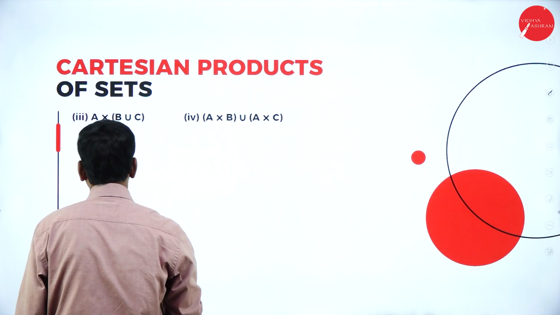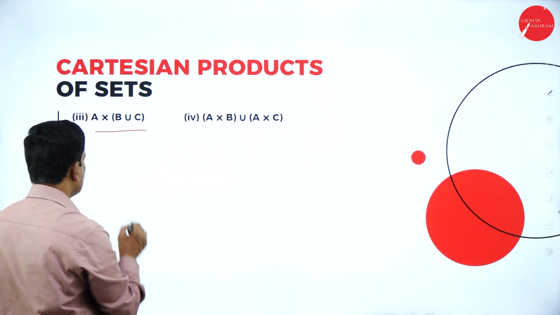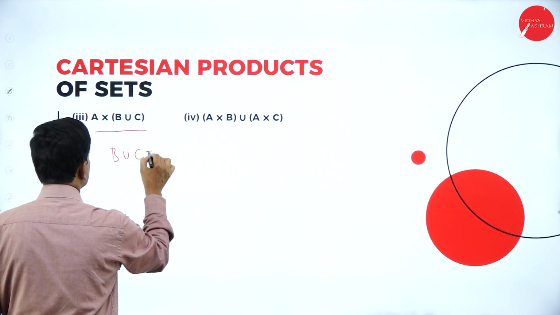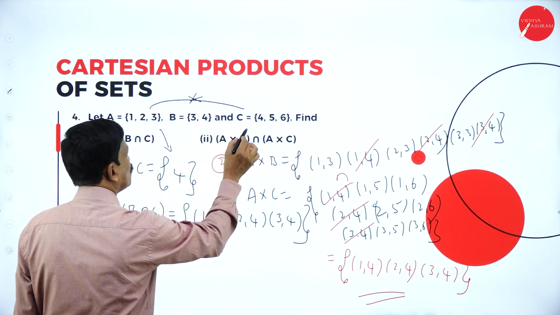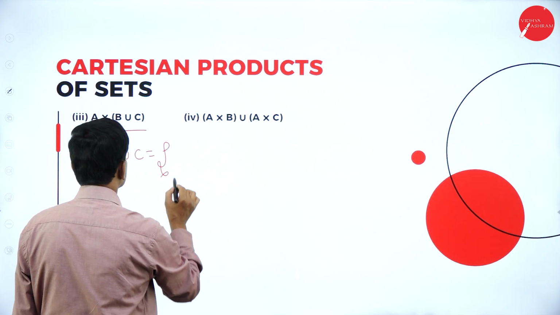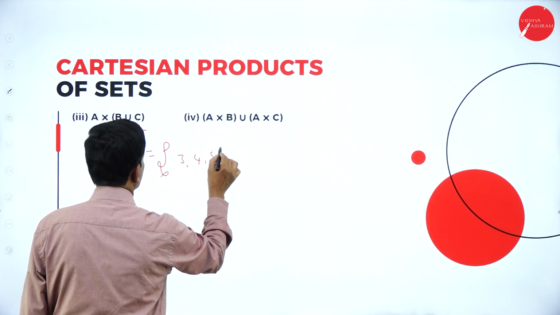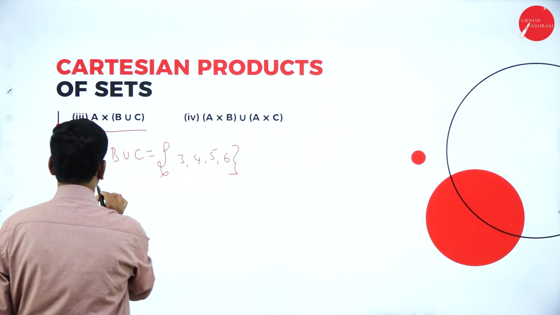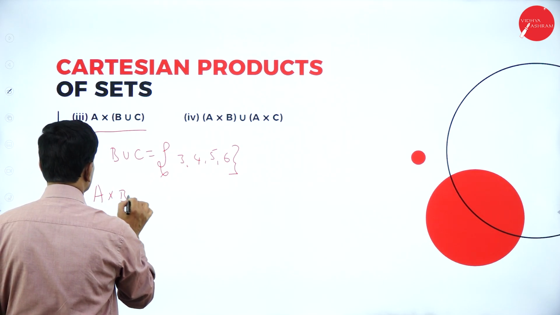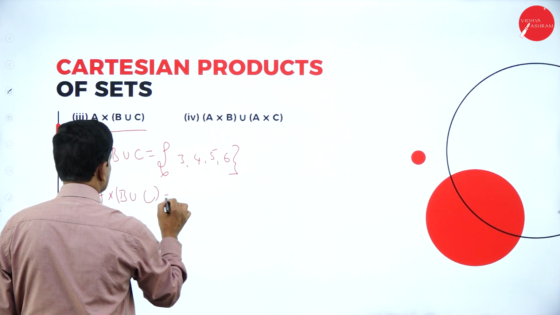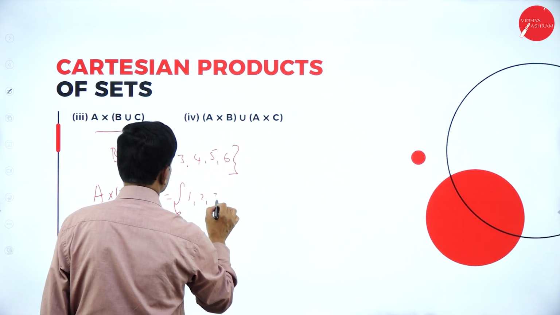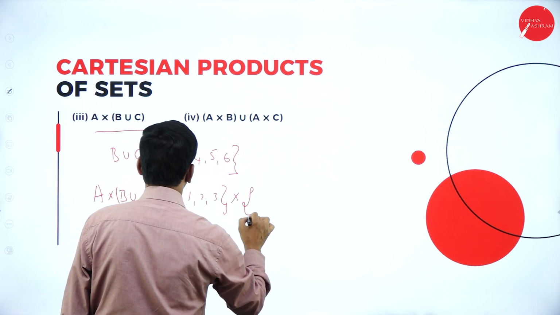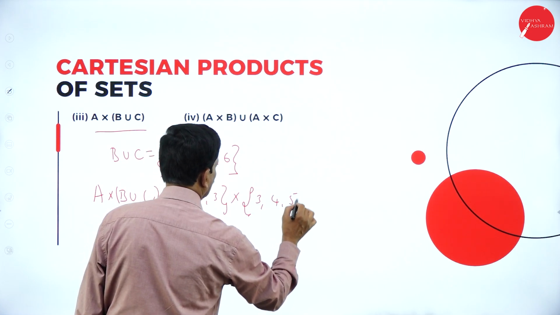Same in this. Just find out A cross B union C. First write down B union C. The union of B and C is 3, 4, 5, 6. Right. Now, A cross B union C. What does A contain? A contains 1, 2, 3, cross 3, 4, 5, 6.